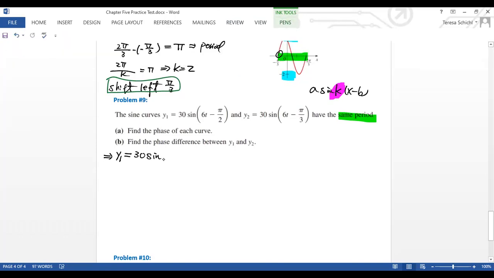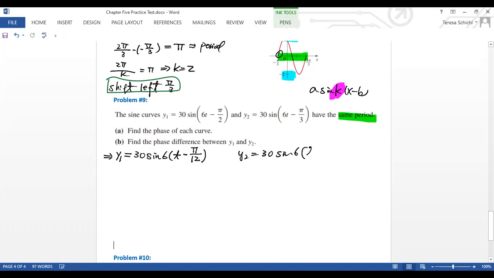Okay, so now I need to take the 6 out. If I take the 6 out, what is here? This is t. Pi over 2, I take a 6 out. What do I have here? I have pi over how many? 12. That's right.